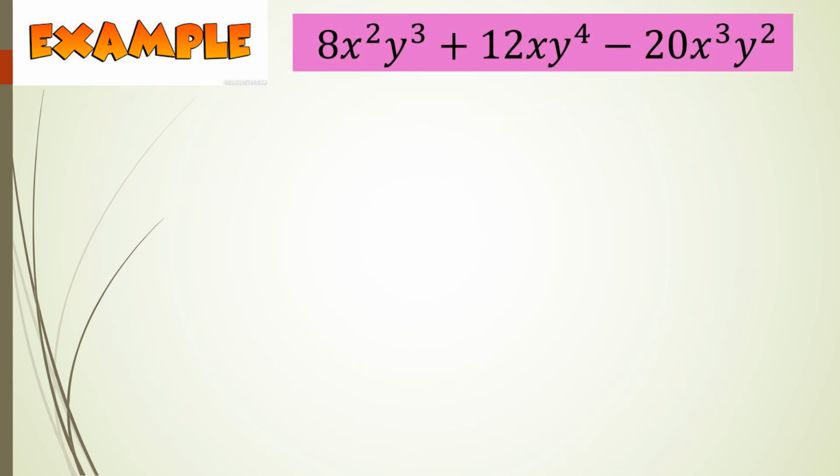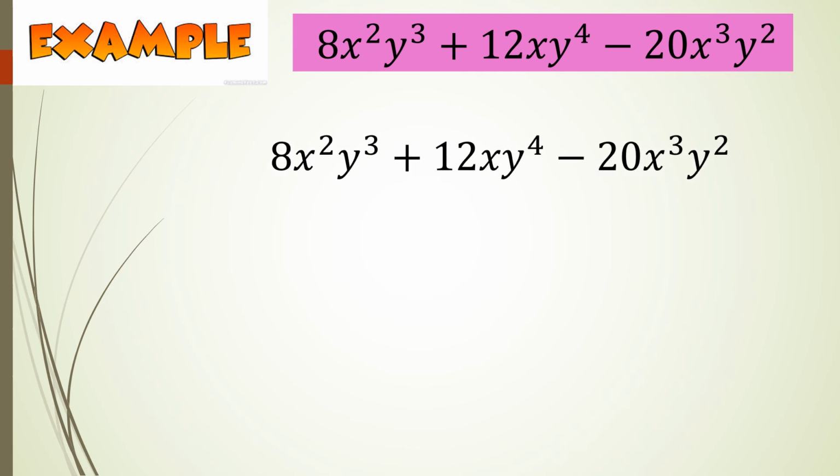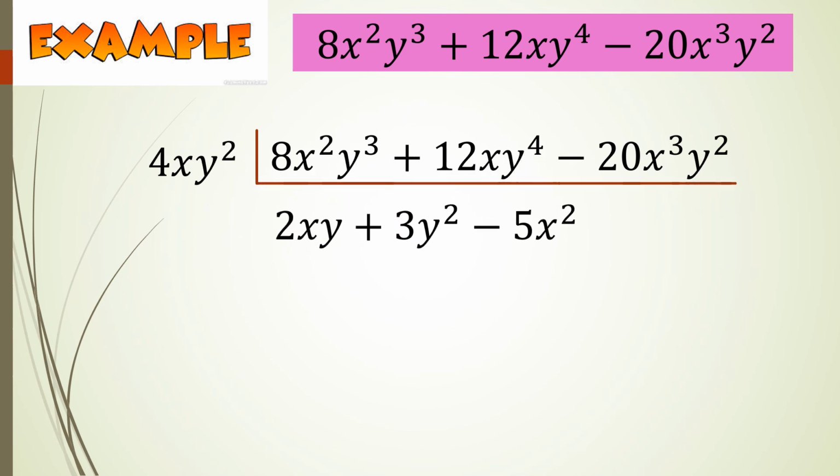Next, we have 8x squared y cubed plus 12xy raised to the 4th power minus 20x cubed y squared. This time, we're going to use continued division. We use a divisor of 4xy squared, which gives us the quotient of 2xy plus 3y squared minus 5x squared. Take note of the exponents of the variables.